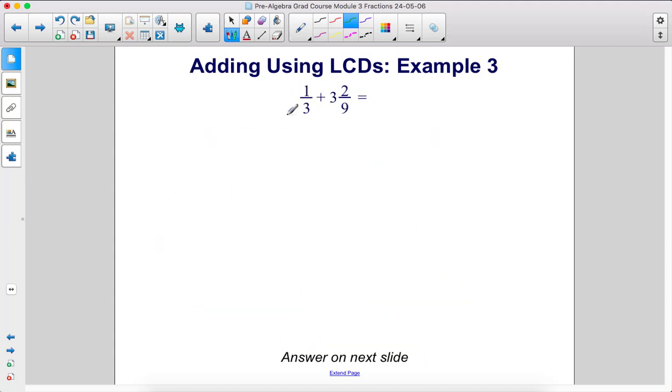Add 1 over 3 to 3 2/9. The first thing we're going to do is convert this mixed number into an improper fraction. So remember, we multiply these together, then we add the numerator. So 3 times 9 is 27, plus 2 is 29 over 9. So we're really adding 1/3 plus 29 over 9.